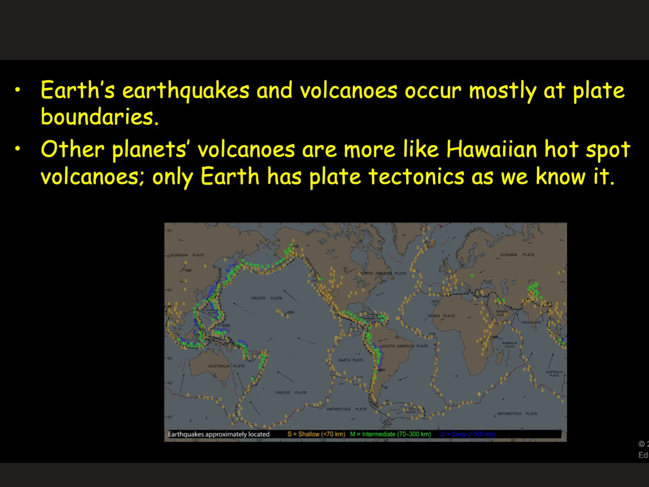Here is another map of the locations of Earth's volcanoes and earthquakes. Flip back and forth between this image and the last one. Notice how almost all of the volcanoes and earthquakes happen along plate boundaries. Neither Venus nor Mars appear to have tectonic plates. Their volcanoes all seem to be similar to the Hawaiian volcanoes that are not at plate boundaries. Here, lava emerges from a thin spot in the crust. But again, most volcanoes on Earth happen where the plates come together.